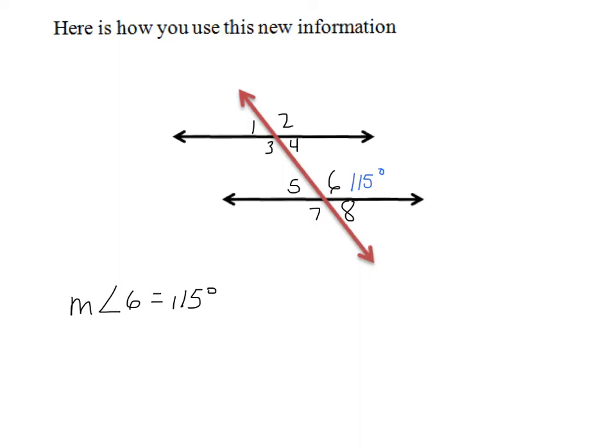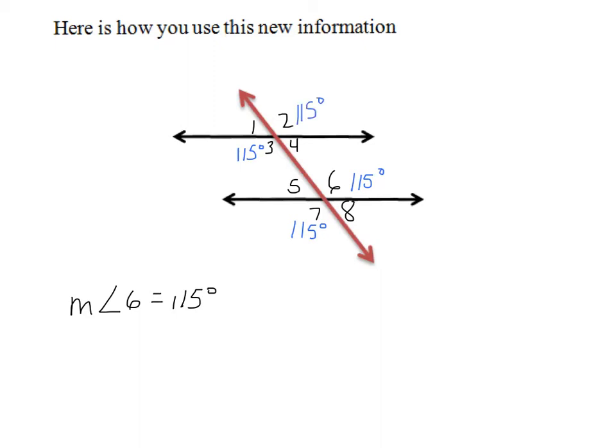Well, I know vertical angles are congruent, so if angle 6 is 115 degrees, that means angle 7 is 115 degrees. And from here, I can either use alternate interior, alternate exterior, or corresponding angles to fill in all the other missing ones so far. Or I can use my zigzag method. If angle 6 is 115 degrees, that means angle 3 is 115 degrees, which means angle 2 is 115 degrees.